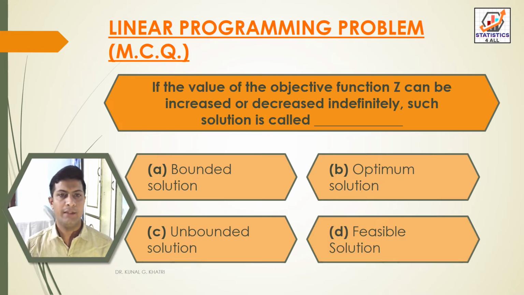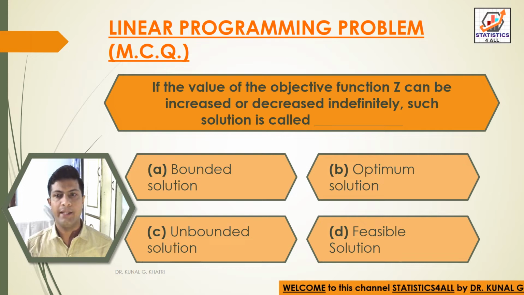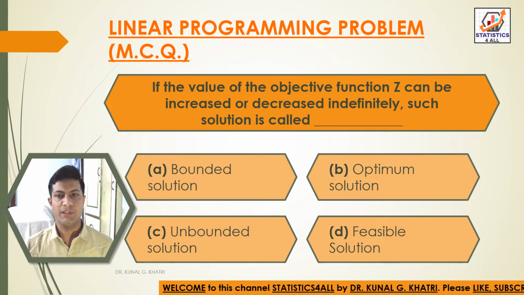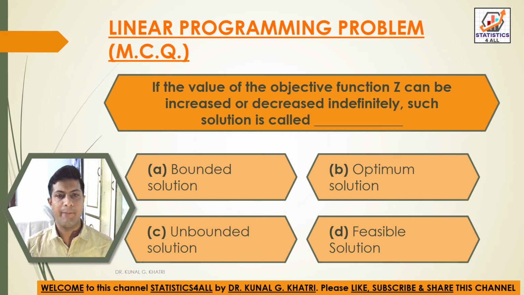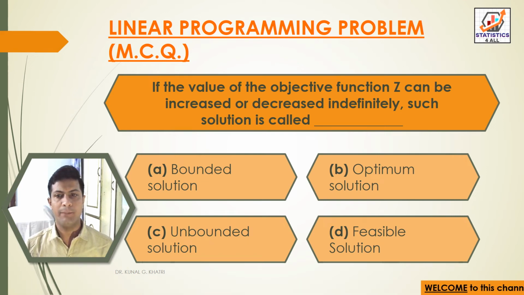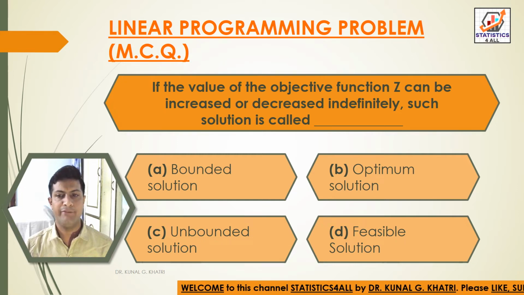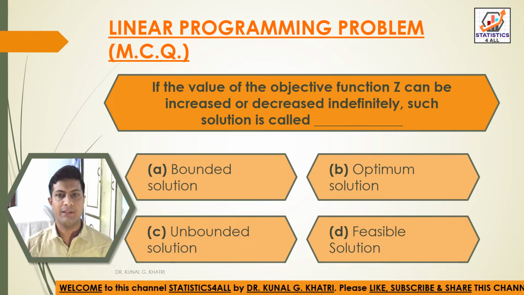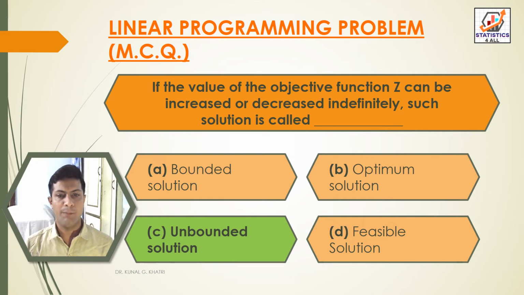Next question. If the value of the objective function z can be increased or decreased indefinitely, such solution is called option A, bounded solution, option B, optimum solution, option C, unbounded solution, option D, feasible solution. So here we have answer option C, unbounded solution. If the value of the objective function z can be increased or decreased indefinitely, such solution is called unbounded solution.